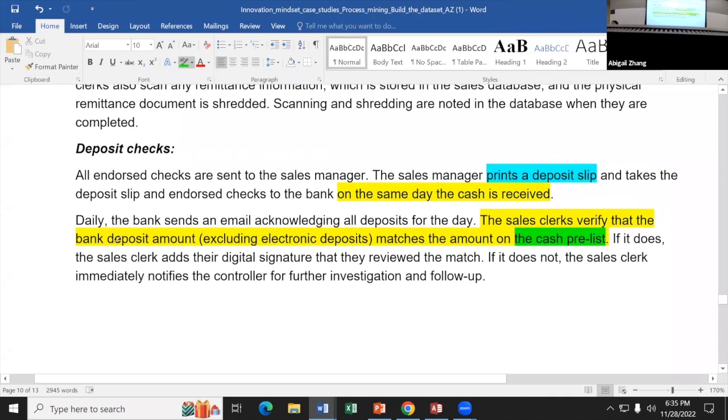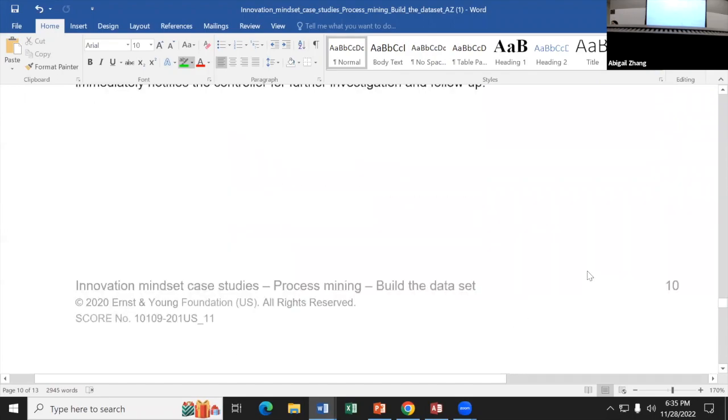So that's why here you are not matching to the manager's deposit slip. You are matching to the most original cash pre-list, because it's possible that, as Anthony said, the manager can revise something on the deposit slip, right? They revise the number from 1,000 to 900 and then deposit. Then if you match that number, the bank says 900 and the deposit slip says 900, so you cannot identify any discrepancy. That's why here we are matching the bank deposit to the cash pre-list. So that concludes the whole process, right?